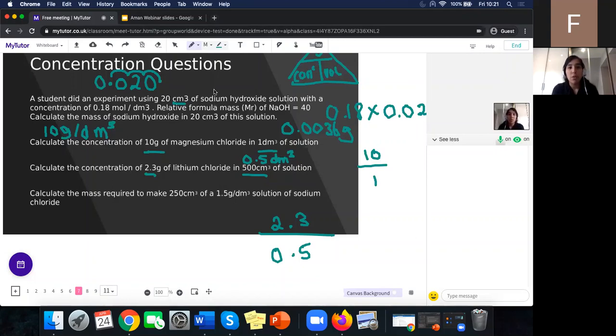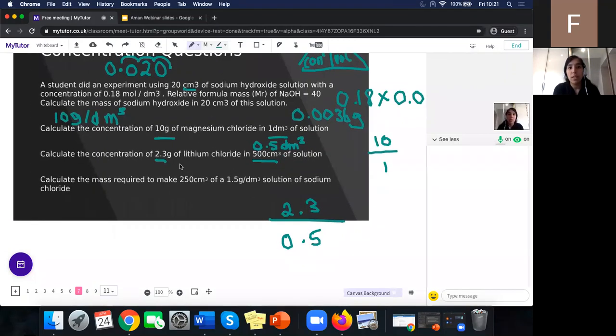Okay, then our final question on concentration, or this calculation for concentration. Calculate the mass required to make 250 centimeters cubed of a 1.5 gram per decimeter cubed solution of sodium chloride. So again, we're rearranging the equation. We need to calculate a mass, so we do concentration times volume. The concentration we have is 1.5. Our volume is 250 centimeters cubed. So again, we need to convert to decimeters cubed, which will give us an answer of 0.25.